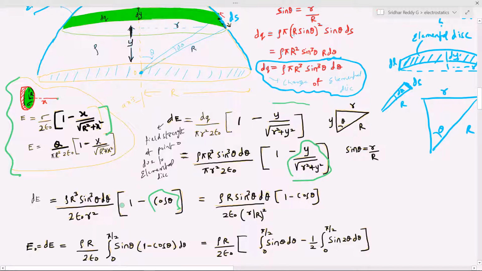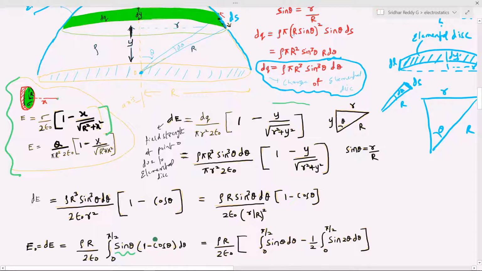For the next step, r cube is there, so I'll adjust like this and send it to the denominator. It will become 1 by R square. What is sine theta? Further, what can you write? Small r by capital R. In place of this, sine theta will be there. So in sine cube theta, one sine square theta will get eliminated, and we'll end up with only sine theta.